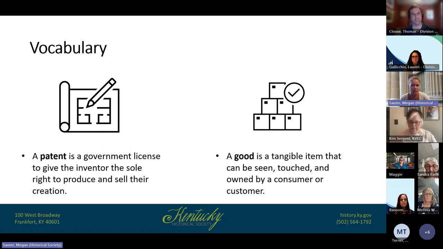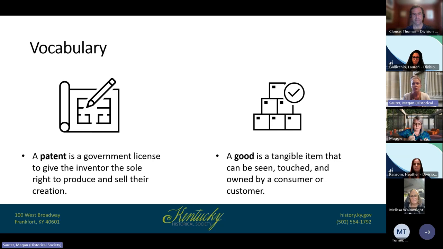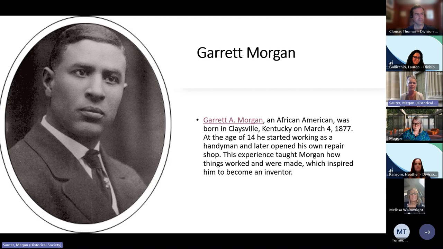And then a couple vocabulary terms to break down with your students. A patent is a government license to give the inventor the sole right to produce and sell their creation. So it's basically a permission slip to make things. A good is a tangible item that can be seen, touched, and owned by a consumer or customer. So that's pretty much anything you can buy, but you can also trade goods. We'll be using those terms throughout.